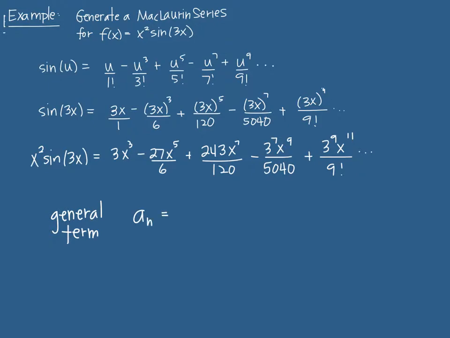Okay, so let's look at the numerator. The 3's are going from 3 to the 1st to 3 to the 3rd to 3 to the 5th to 3 to the 7th to 3 to the 9th, etc. So we're going to have 3 to the, is it 2n minus 1? We need 3 to the odd, plus 1. Because we need 3 to the first if n is 0.